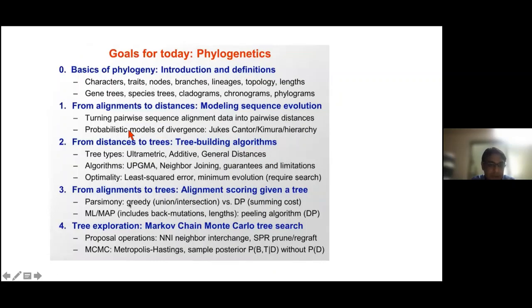So we may not be able to cover all of them, so we'll cover most of them. Basic phylogenetics: we'll look into the characteristic traits and the different terminologies like the branches, lineages, topology, and how, from the alignment, we can make the distance matrix using the different models.